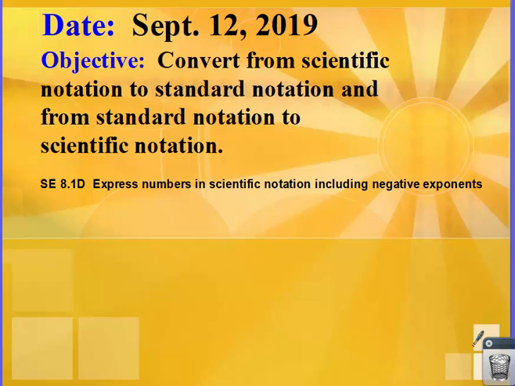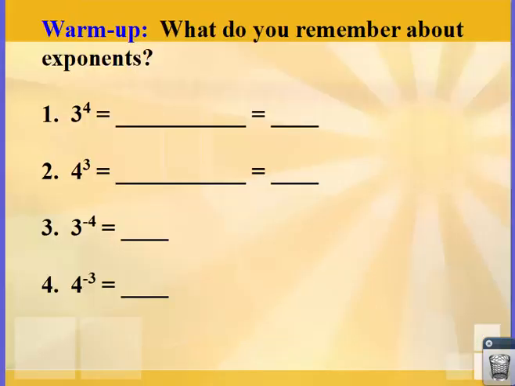Well, in order for us to do that, we have to have a prerequisite skill, and that is we have to understand exponents. So we've got 3 to the 4th power. Well, what does that really mean? Well, 3 to the 4th power means that I need 3 times 3 times 3 times 3. I'm going to multiply 3 by itself 4 times.